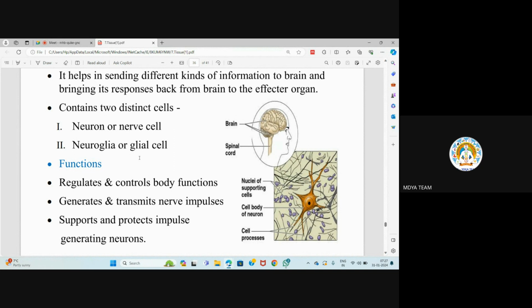So, generates and transmits nerve impulses. Yes, neurons generate nerve impulses and transmit nerve impulses, and supports and protects impulse generating neurons. Obviously, when we are talking about neuroglia or glial cells, the main function of these glial cells is supporting neurons. So they are supporting and protecting the impulse generating neurons.